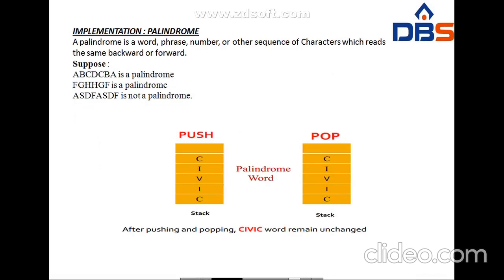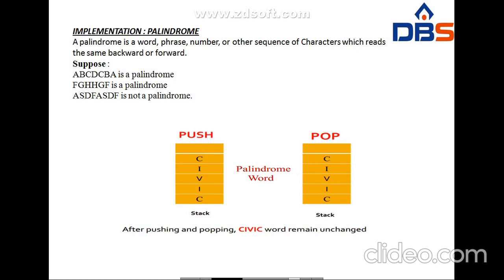Okay, the next one is a palindrome. Generally a palindrome is nothing but a word, or we can say a phrase or number or other sequence of characters which reads the same backward and forward. So if we take one string and reverse it, we will get the same thing. For example, A, B, C, D, C, B, A is a palindrome. Why? Because if I reverse this one, again I am going to get the same one only, that is A, B, C, D, C, B, A.